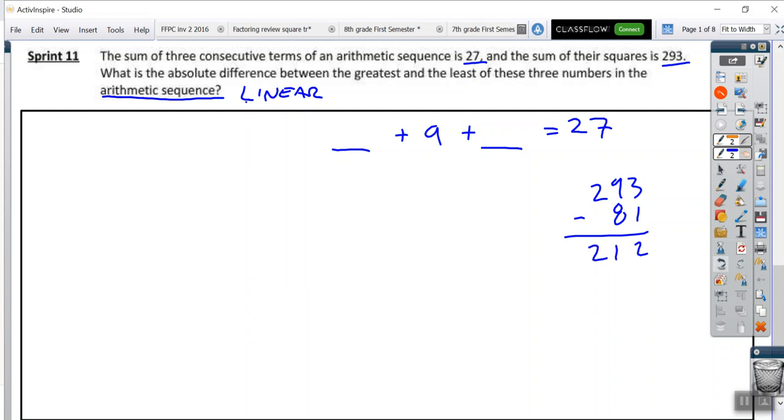So, let's start subtracting out some squares that are less than 212 and see if we get a square number. If we subtract out 64, that's going to get us 148. Well, can anyone think of a square number that ends with 8? No. So 64 doesn't work, so 8 doesn't work. What about 7? 7 squared is 49.